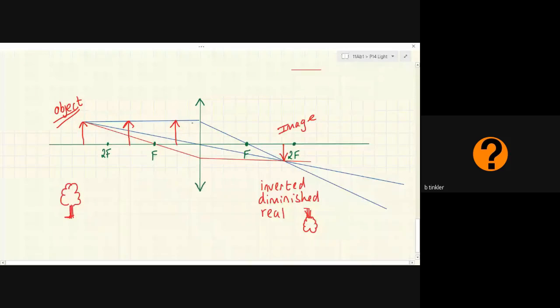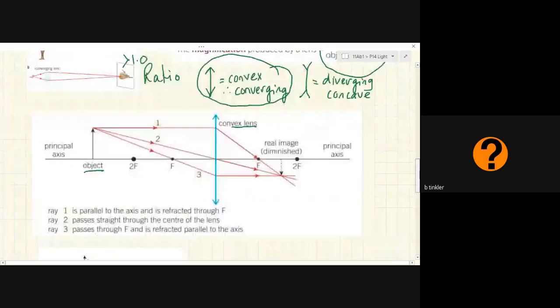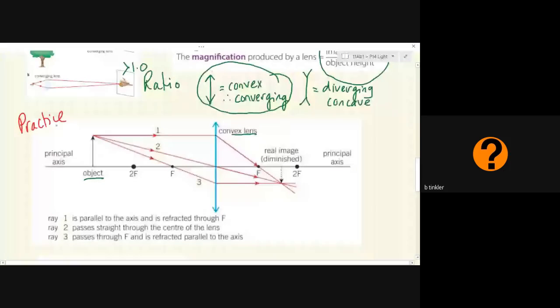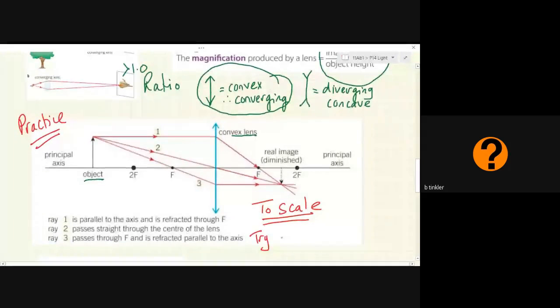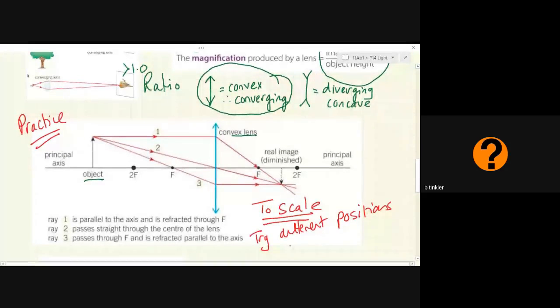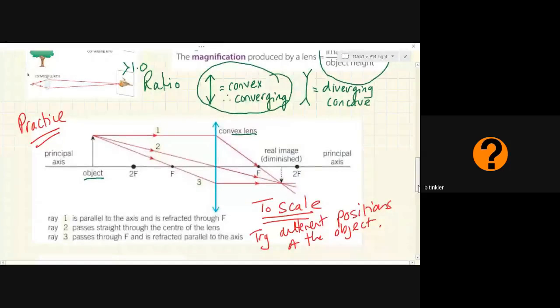Right, let's go back up here. So this method, yeah, practice this. Draw to scale, otherwise it doesn't work. So measure carefully where your F and 2F go, and try different positions of where the object is. And I've put a YouTube video on today's assignment so that you can have a go at doing these drawings.